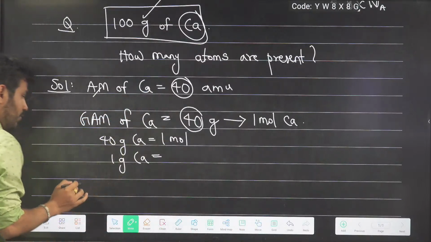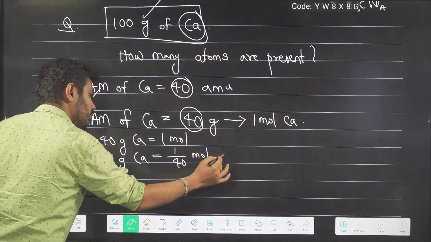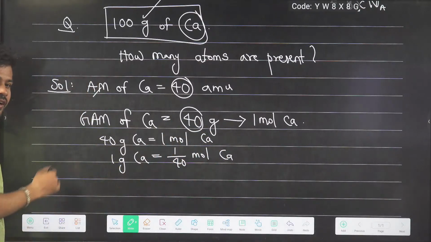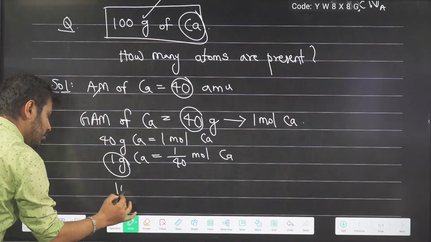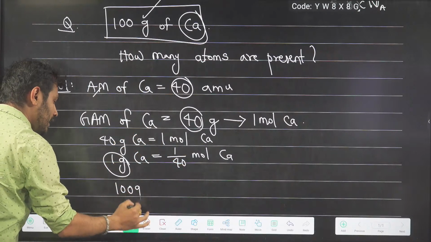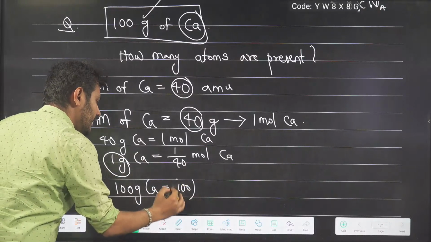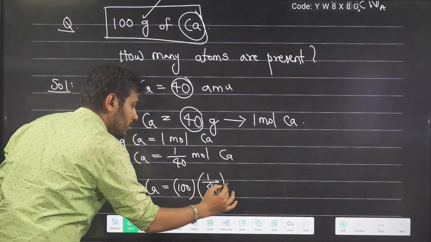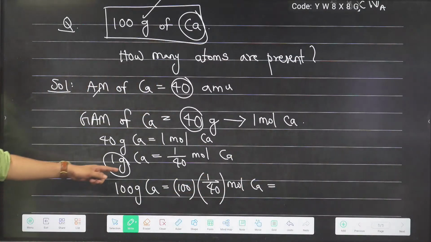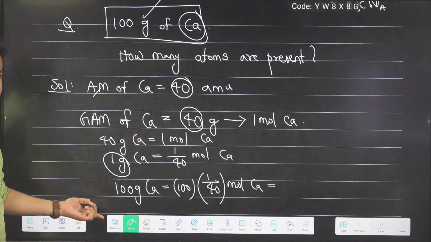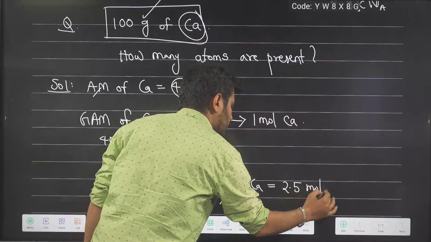If 40 gram is 1 mole, 1 gram calcium will be 1 by 40 mole of calcium. I don't have 1 gram. In the question they have given 100 gram. So if 1 gram is this, 100 gram calcium will be how much? You have to multiply by 100 on both sides. So 100 times 1 by 40 moles of calcium. 100 divided by 40 is 2.5. This is 2.5 mole of calcium.